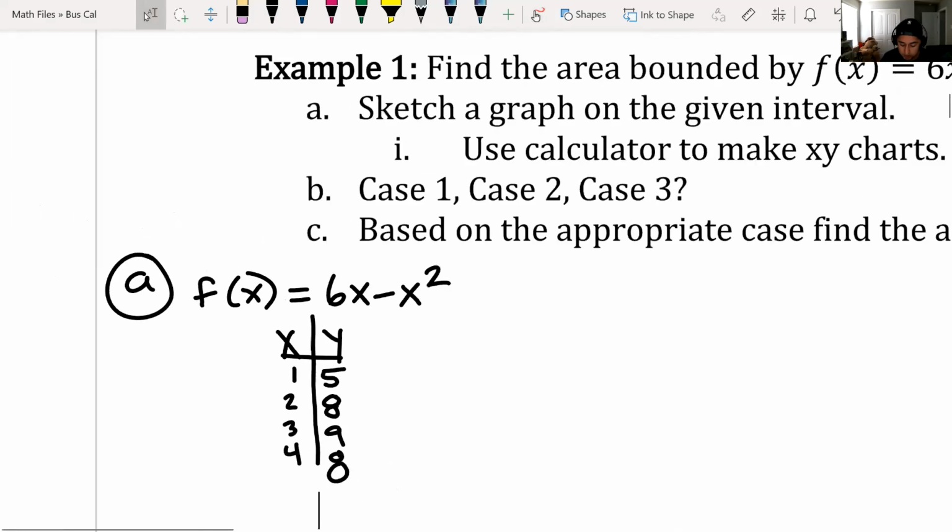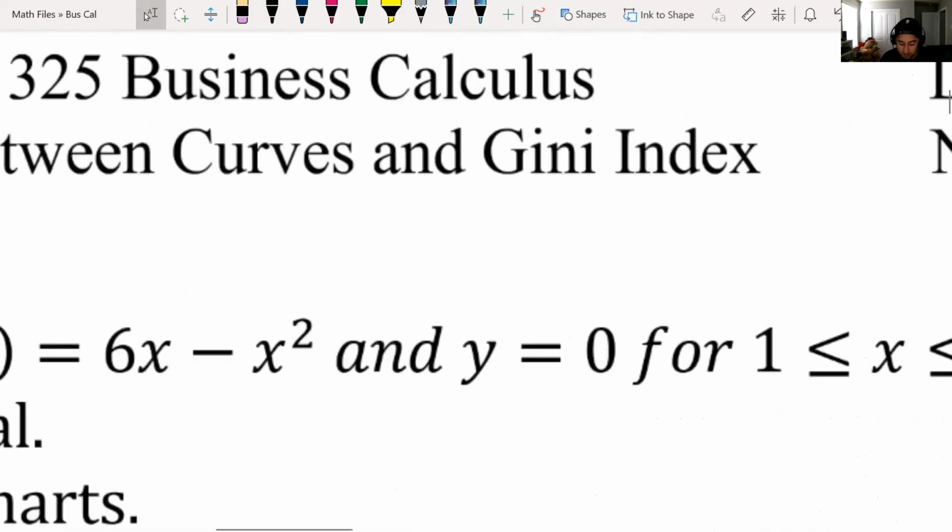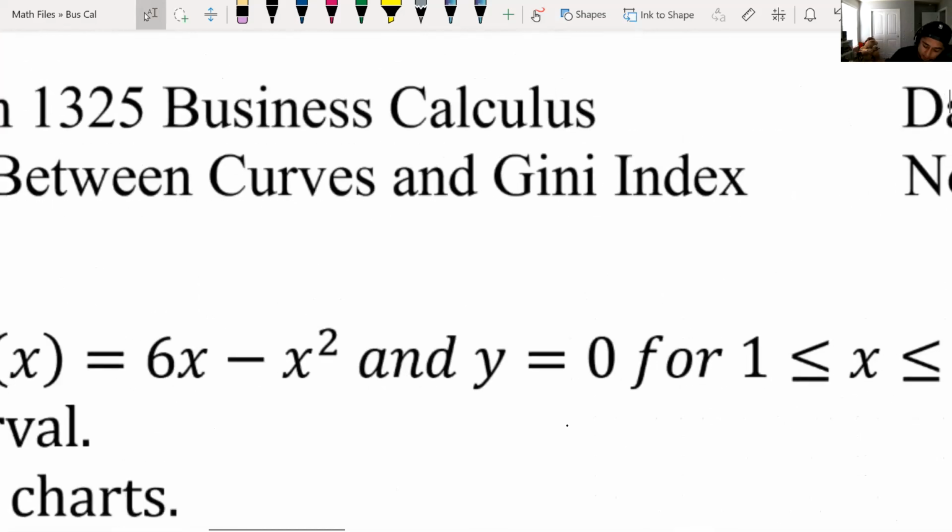Now we want g of x. And g of x is going to be this one, the y equals 0.